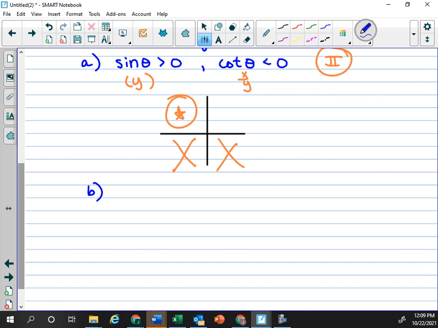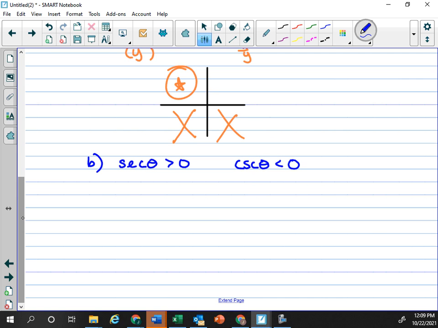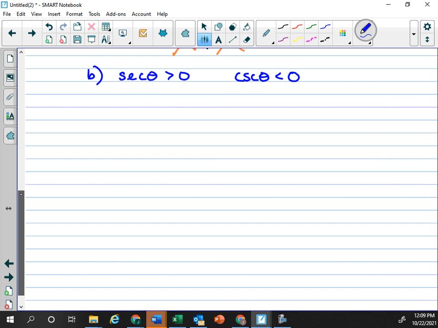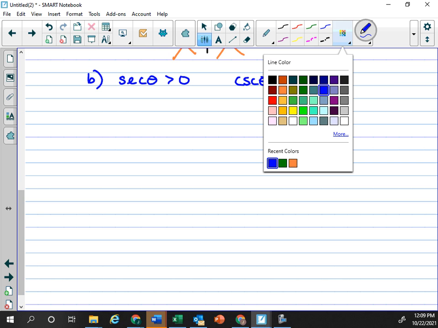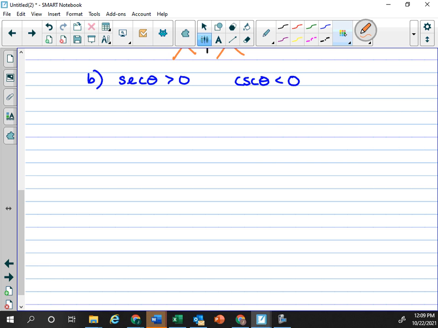So this time, let's do secant of theta is greater than 0, and cosecant of theta is less than 0. You guys want to try?